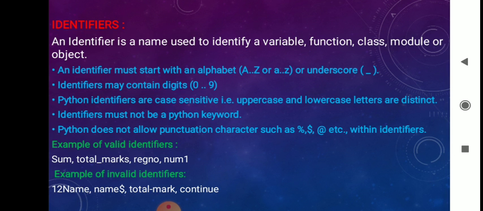Examples of valid identifiers: sum, total, underscore marks, register number. These are all valid identifiers. Next, invalid ones: a name that starts with a number, a name with a dollar symbol, total-mark with a hyphen. Here, continue is one type of keyword, so these are all invalid identifiers.